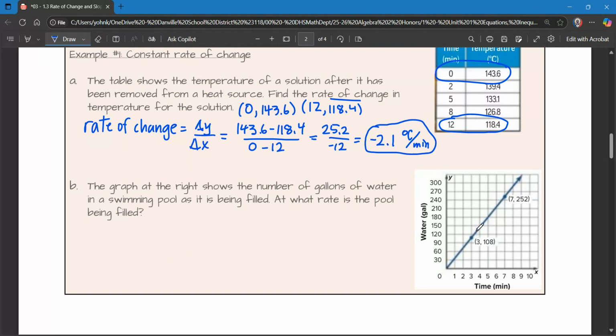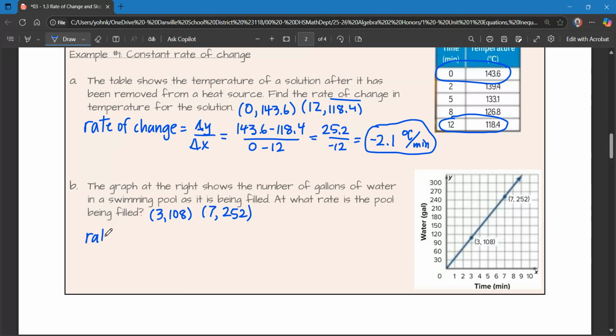Well, notice they've already got the ordered pairs for us. I'm just going to rewrite them over here. 3 and 108. So at 3 minutes, there's 108 gallons in the pool. At 7 minutes, there are 252 gallons of water in the pool.